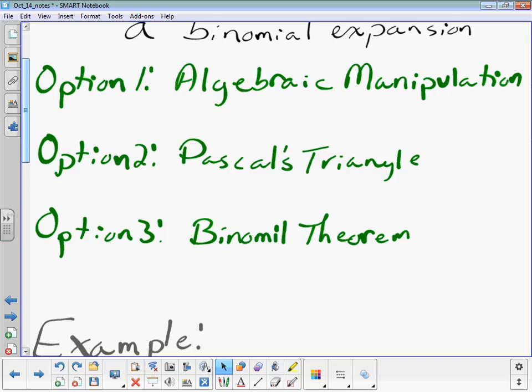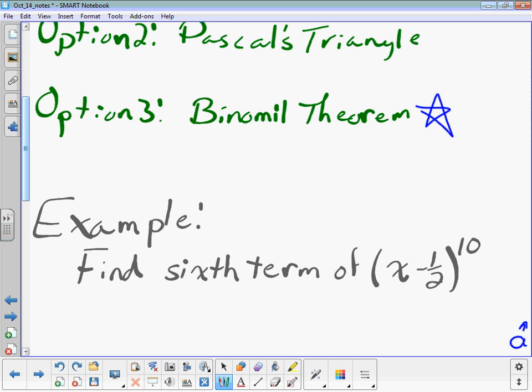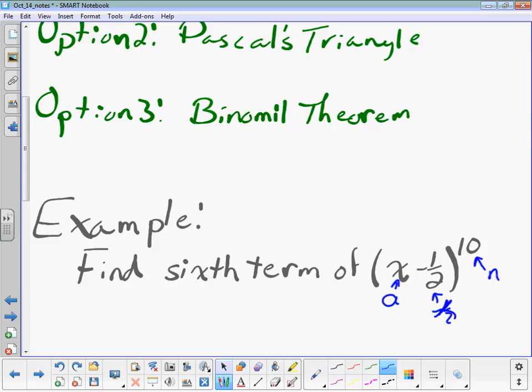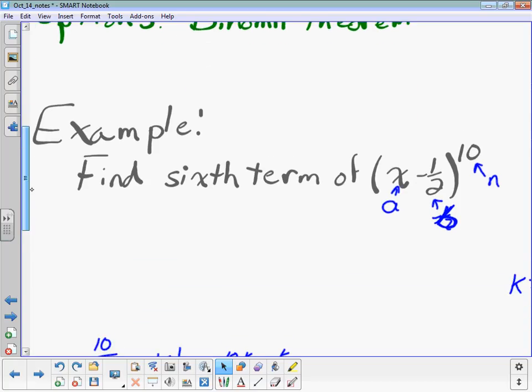Or option 3, we can use the binomial theorem. This is the one I'm going with. I'll show you how that works. The first thing I do, since I know the formula, is identify that a has to be the x. So in my formula, a plus b to the whatever power, a is the x, b is the -1/2, and n is 10. Now I'm going to plug that into the formula.